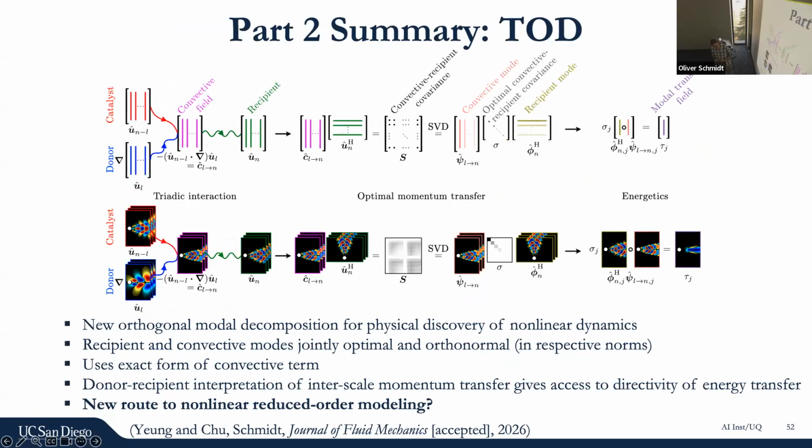Okay, this is an overview. The paper should be on arXiv forever, but it took 100 years, so it should be out soon. It's a new modal decomposition that uses a bunch of tricks to give us modes that interact triadically, and that gives us the energy transfer between these modes. I really hope this is a new route to nonlinear reduced order modeling, because it's all baked in and already quantified. We don't have to rediscover it.